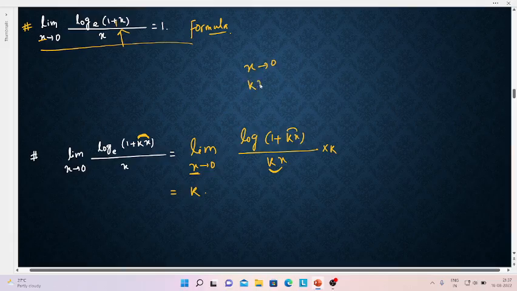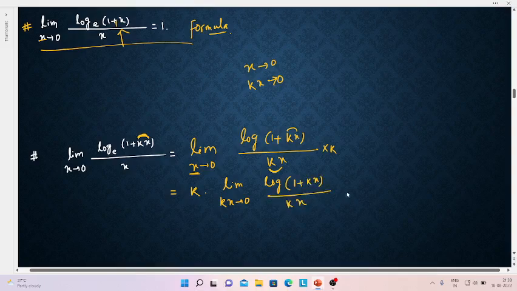So can you tell me what will be the value of kx? Since x is tending towards 0, the value of kx is nothing but tending towards 0, right? Because if x is equal to 0, then kx equals 0, right? So that particular thing will become limit kx tending to 0, and the function will be log 1 plus kx upon kx, right? So here you can see kx. If we put kx equal to t, then that will become limit t tending to 0 log 1 plus t upon t.